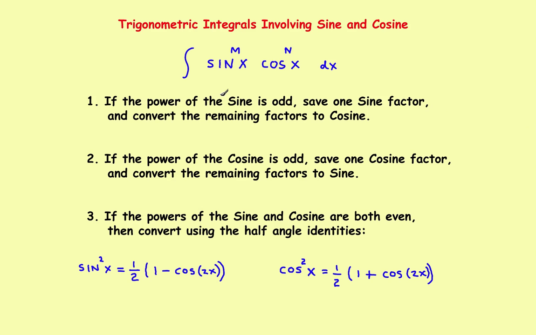Now again, what the rule says is this. If you're given a function in this form and you want to find the integral, you've got the sine raised to a power and a cosine to a power. If the power of the sine is odd, then the rule says save one factor and convert the remaining factors to cosine. Now again, we talked about this and demonstrated all this in the first video, so I'll assume that you're pretty familiar with it. So with that, let's go ahead and try an example now.